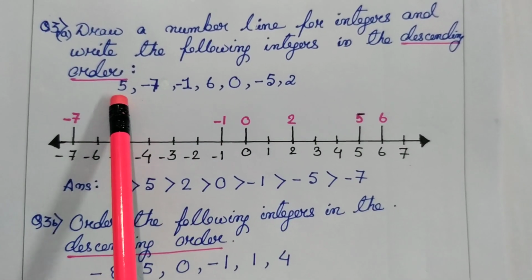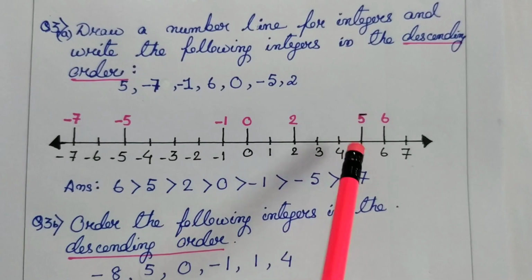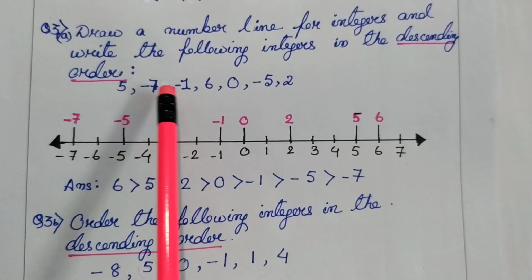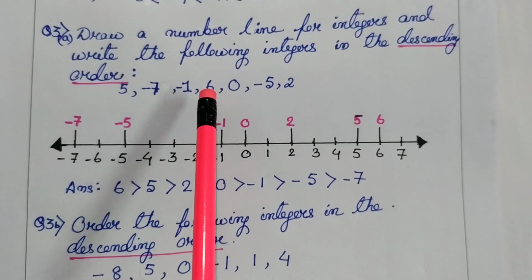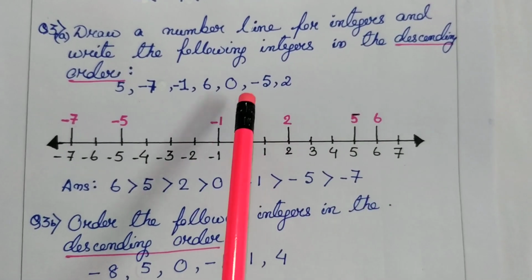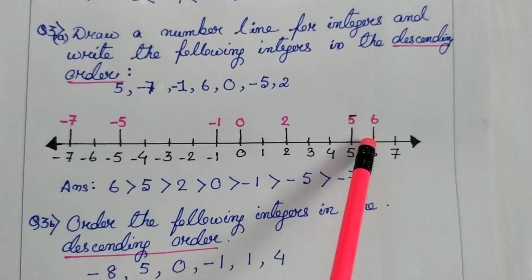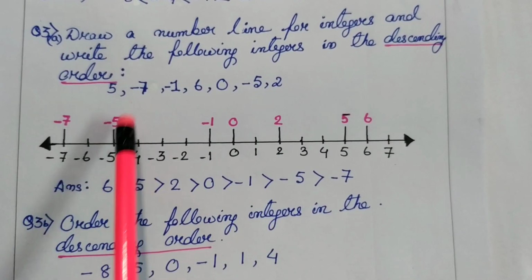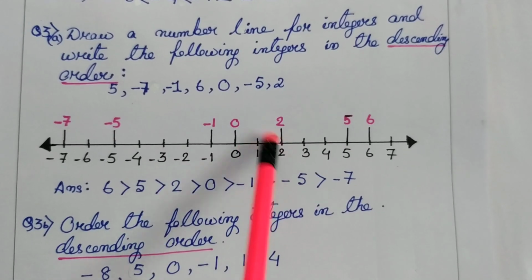Then what will you do? You will put 5. See, I have written 5. Then minus 7, I have written this. Minus 1. Then 6, you have to write this. Sorry, it's 6. Then 0, written. Minus 5, you will write. Then 2. Okay, fine. It's written.